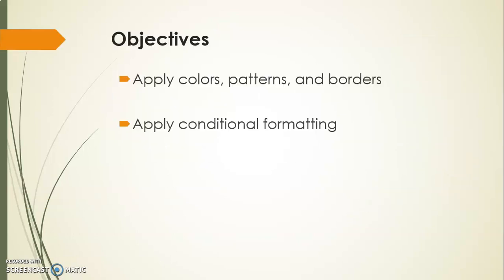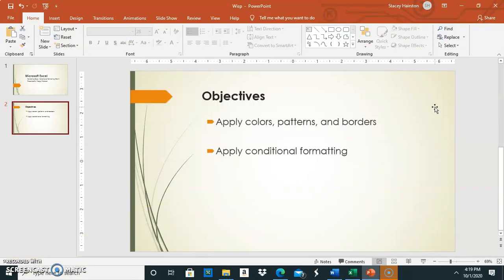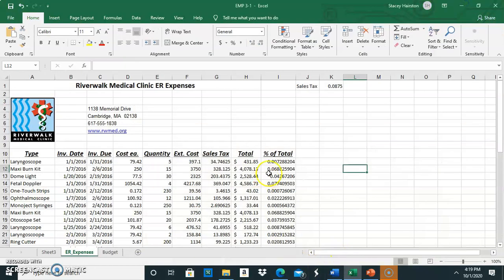So what are some objectives? I'm going to take you through the features of how to apply colors, patterns, and borders. And then we're going to get into the details and talk about all of the cool ways you can apply conditional formatting. So let's get into our spreadsheet.